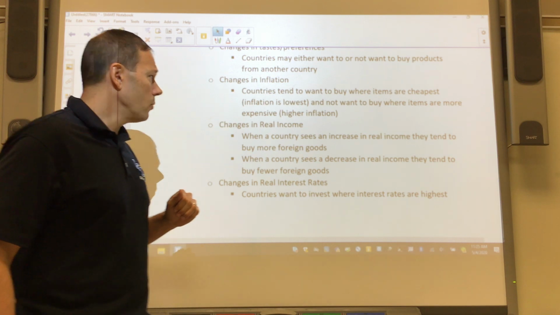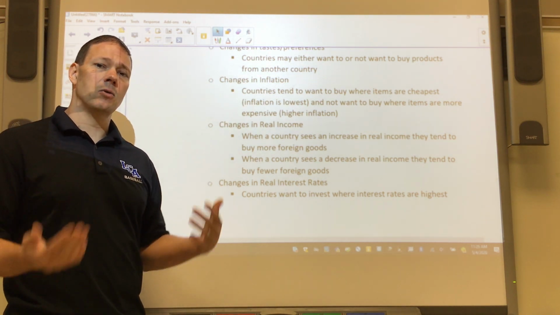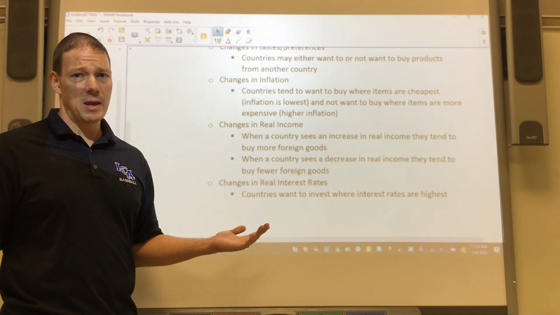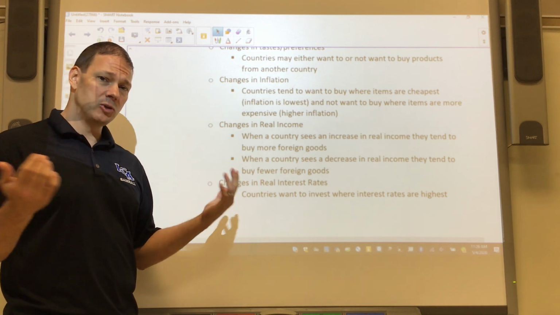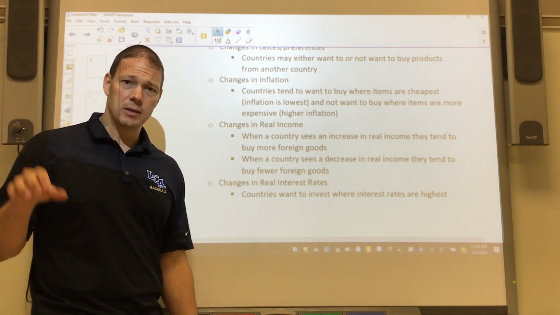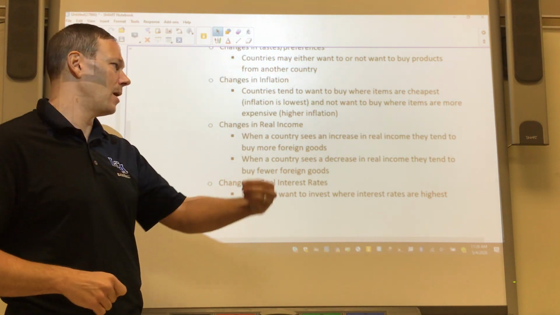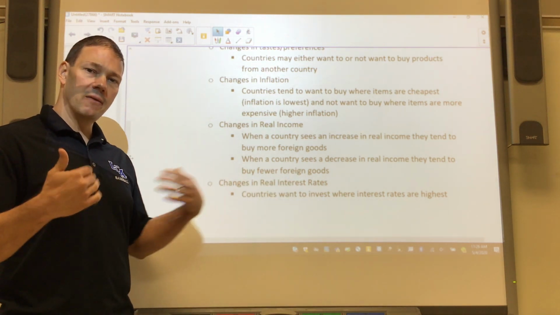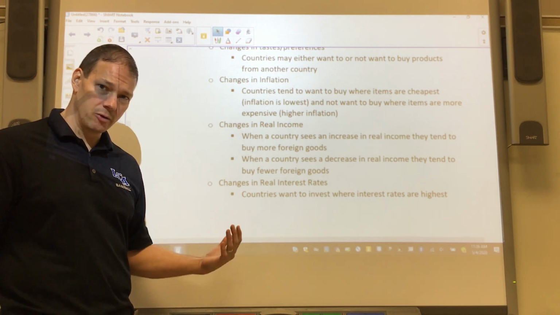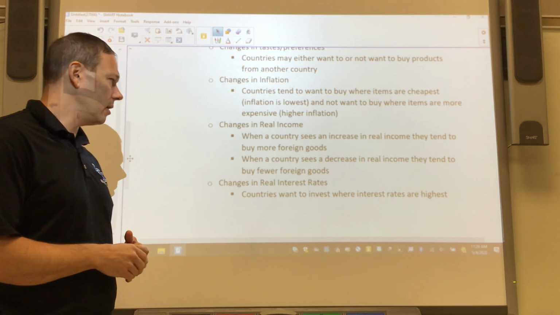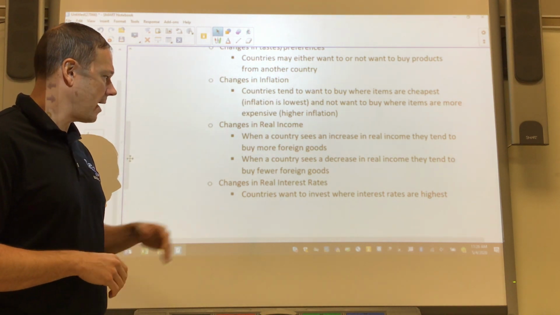All right, changes in real income. Sometimes they'll give you a scenario that says country A has an increase in real income. Well, if you make more money, you tend to buy more things. Country A is no exception. And country A, like us, probably doesn't just buy domestic goods, they buy foreign goods as well. So guess what? If a country's income increases, they tend to buy more foreign goods. If a country's income decreases, they're going to buy fewer things. That includes from other countries. So demand for foreign products is going to decline as a result of that.